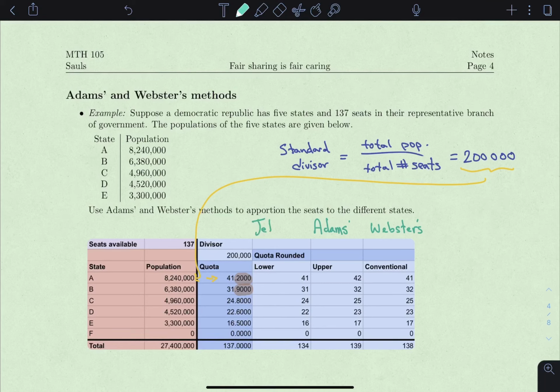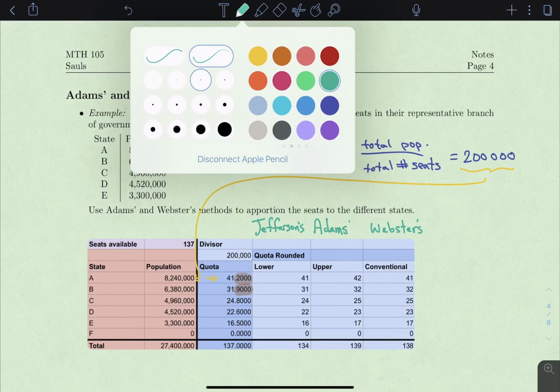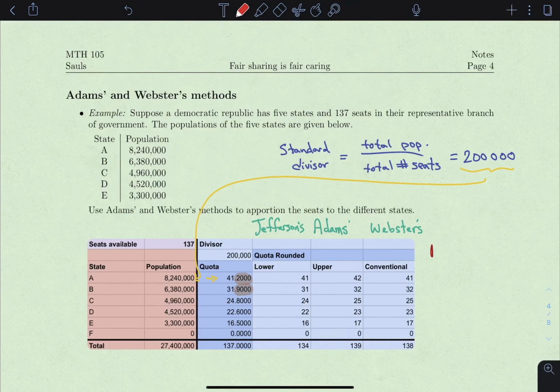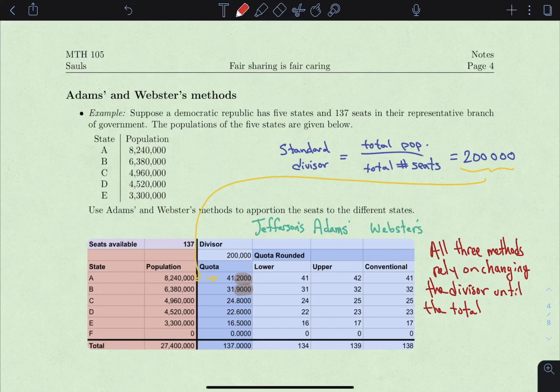This is Jefferson. So actually all three. So let's write that over on the side, in a color that we haven't really used yet. Okay. All three methods rely on changing the divisor until the total seats equals the seats available.